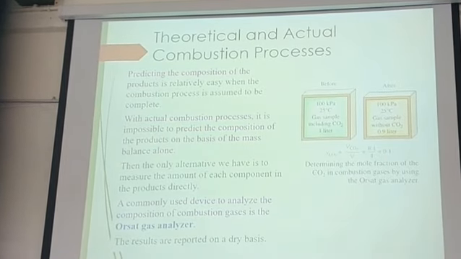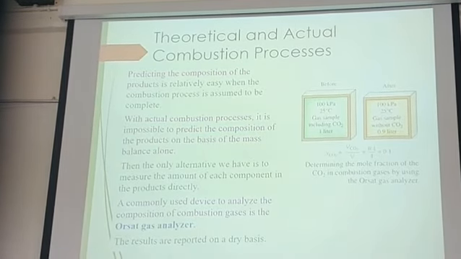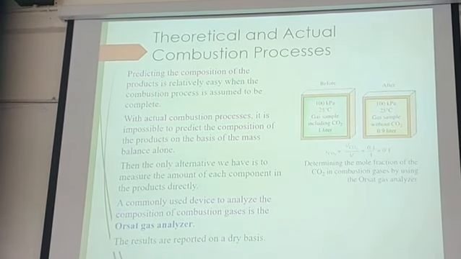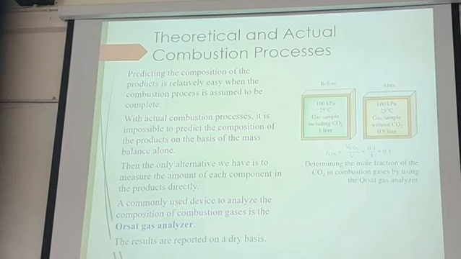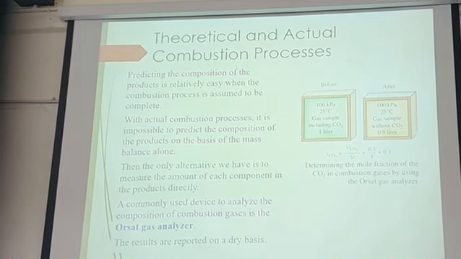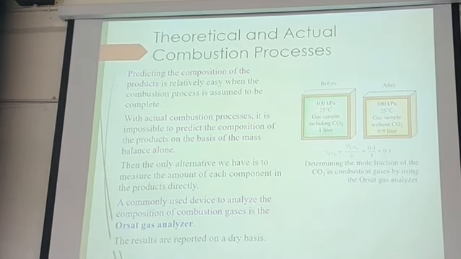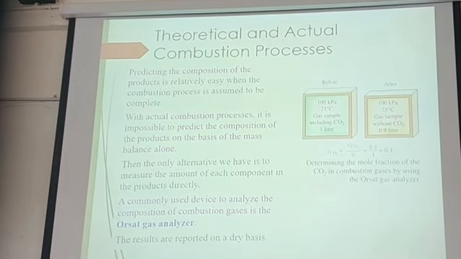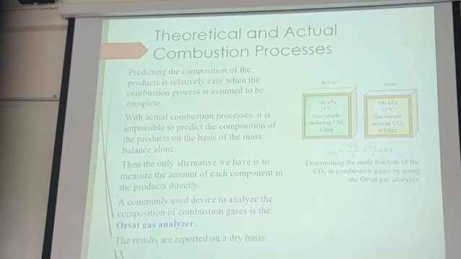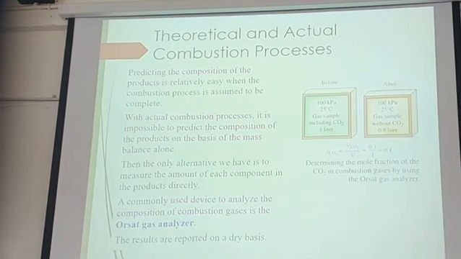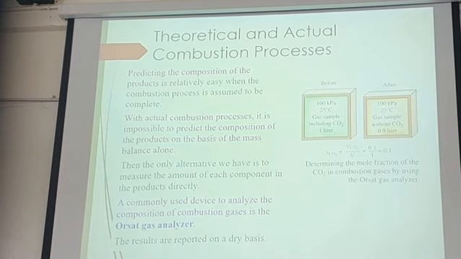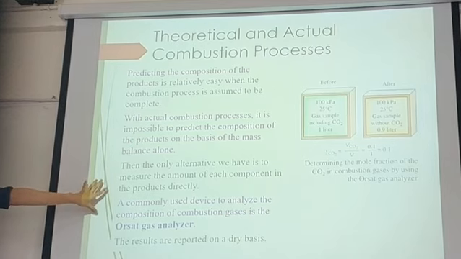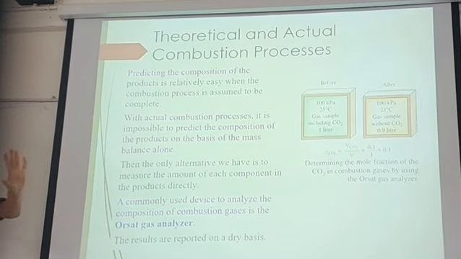So predicting the composition of the product is relatively easy when the combustion process is assumed to be complete. Because again, if the combustion is complete, then you will always get CO2, SO2, H2O, those things. Because those are the stable elements. Like OH, they are not stable. So the only alternative we have is to measure them directly. So we have what we call the exhaust gas analyzer. So it will give you the composition.